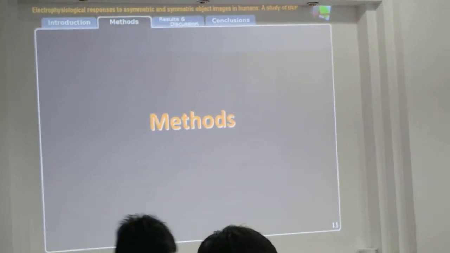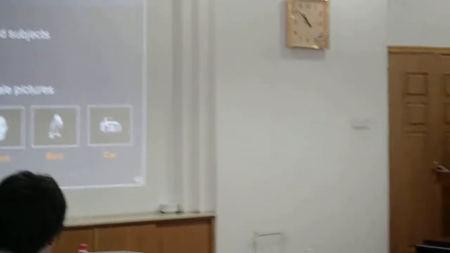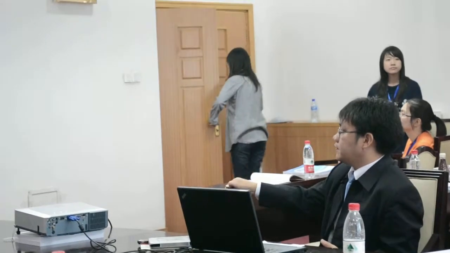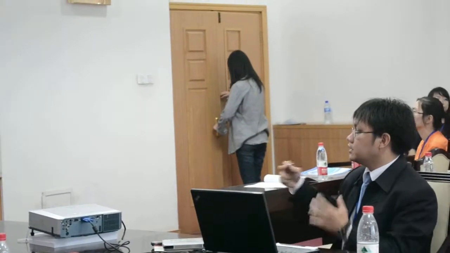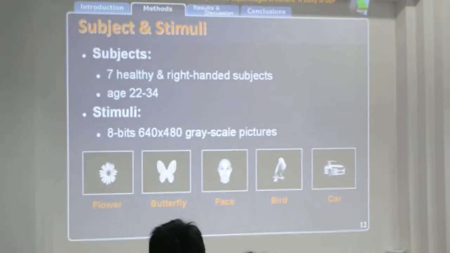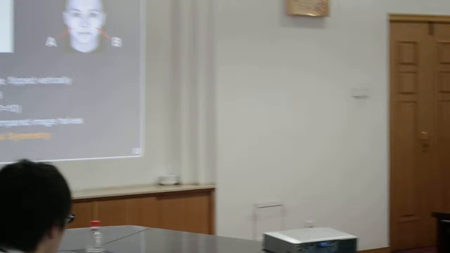So let me show you some methods involved in the experiments. We used 7 healthy and right-handed subjects aged between 22 and 34. As the stimuli, we used 5 grayscale pictures. As you can see here, 5 pictures that involve some levels of symmetric combinations, such as flower, butterfly, face, bird, and car objects. We also tried to quantify the symmetry within the stimulus images using this formula.